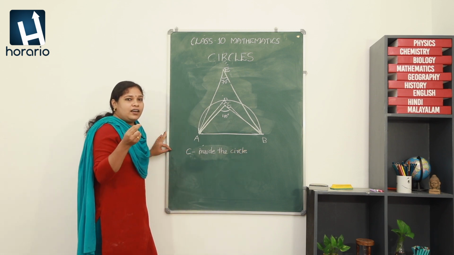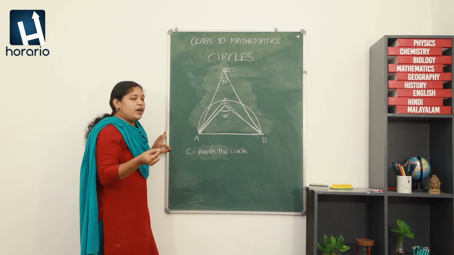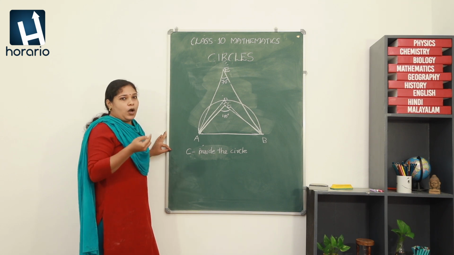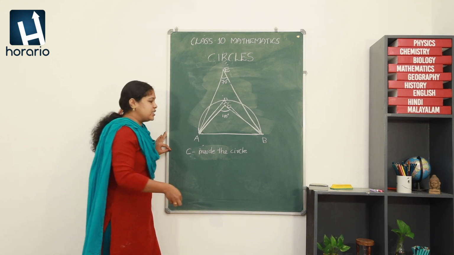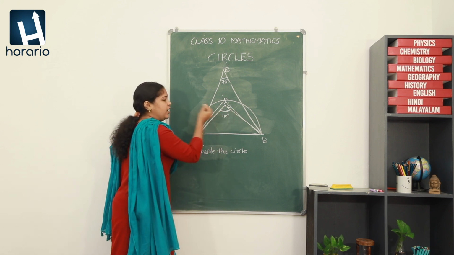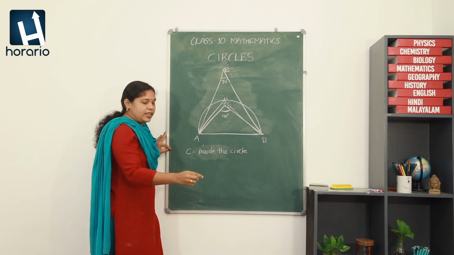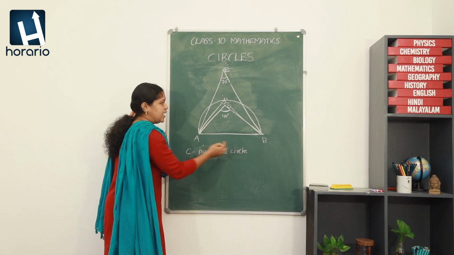Because if we join the endpoints of diameter to a point inside the circle, it is more than 90 degree. It is 110 degree, which is more than 90 degree. So, C lies inside the circle.